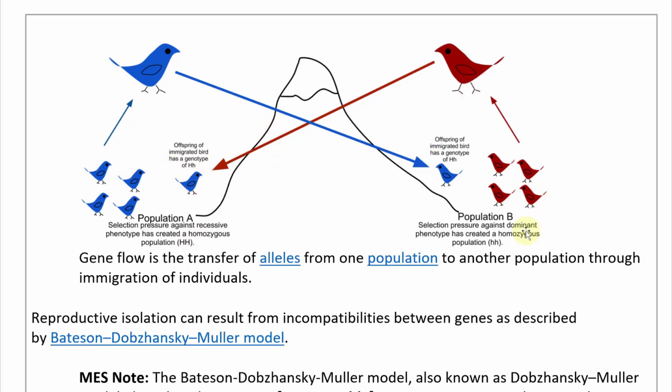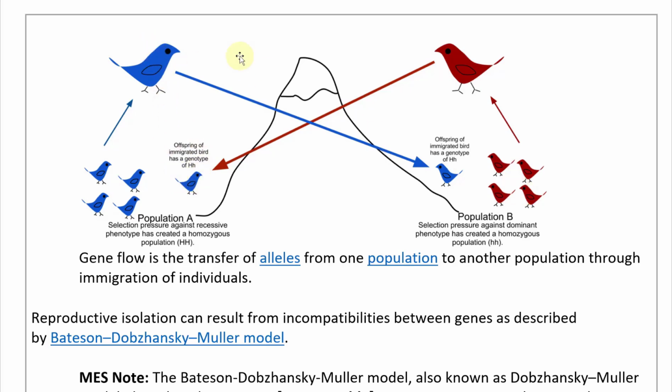The next, population B, has selection pressure against the dominant phenotype and has created a homozygous population, lowercase hh. So you have lowercase hh, which is red, and it's recessive. So it's always going to be red because there's no dominant gene. And then once you have a transfer of this bird over to this one here, the offspring of an immigrated bird has a genotype of capital H, lowercase h. So it's heterozygous. The dominant one wins, which is the blue. So it's going to be blue.